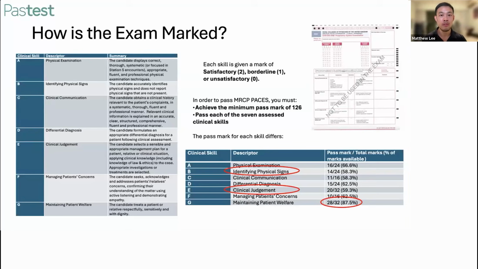And in fact, you don't have to pass every single station to pass. You can fail 1 station, you can fail 2 stations at a stretch. And if you do really well on the other 3 stations, or the other 3 sort of rotating groups of stations, then that's still enough to pass.